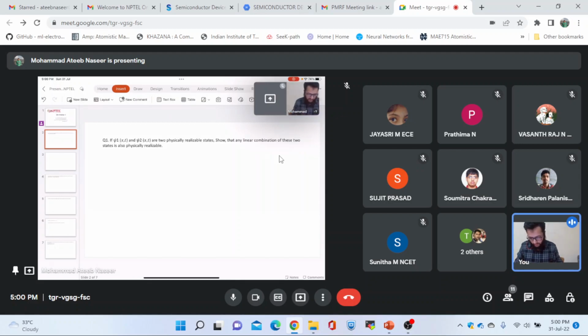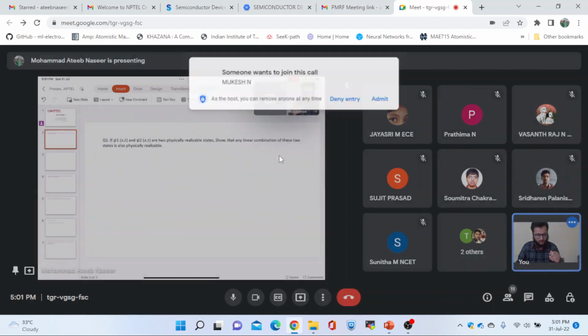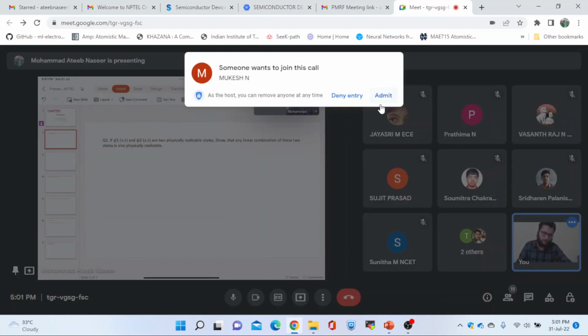So basically, what the question says is that if we have two physically realizable states, psi 1 and psi 2, and we have any linear combination of these two states, whether it will be physically realizable or not.